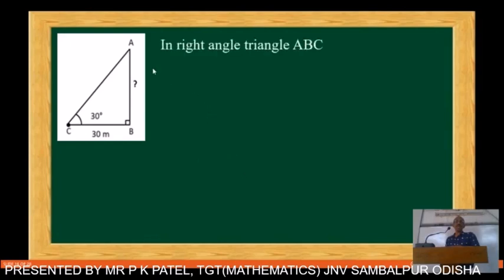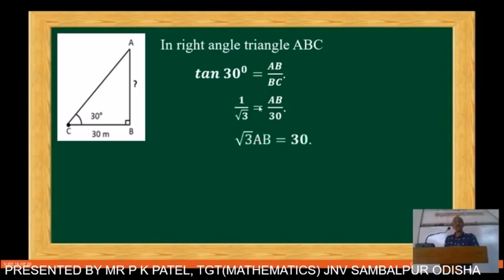Now, in right triangle ABC, tan 30 equals the opposite side AB by BC. And tan 30, you know from the specific angle value table, is 1 by root 3, and BC is given here as 30. AB is not given, so write AB. Then by cross multiplication you will get root 3 AB equal to 30.